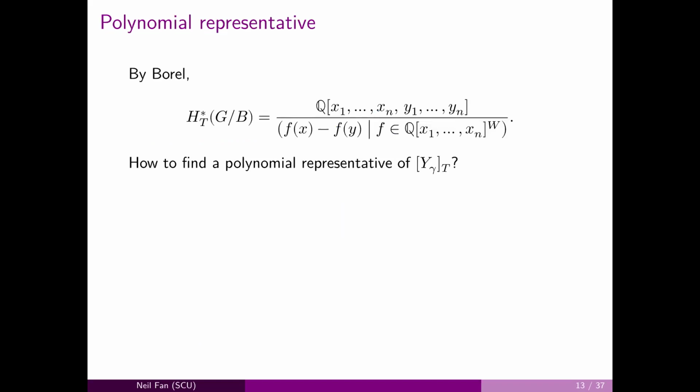So we want to study the polynomial representative of the orbit closures. By Borel, the equivariant cohomology ring of G over B is the quotient ring. So we want to find a polynomial representative of Y gamma sub T.